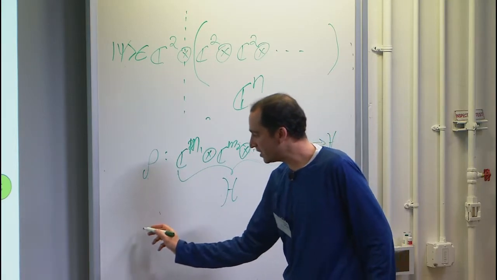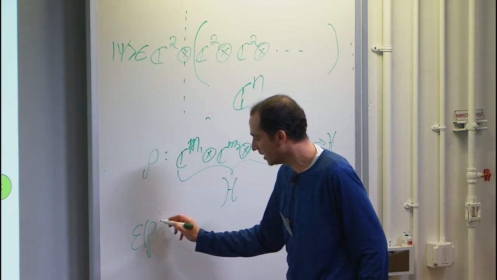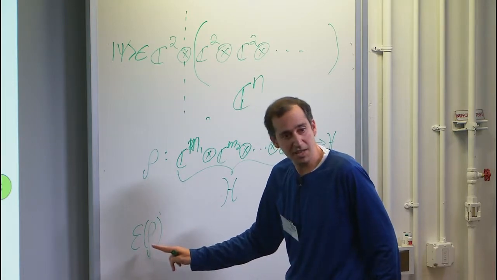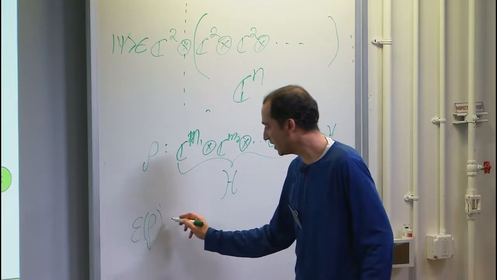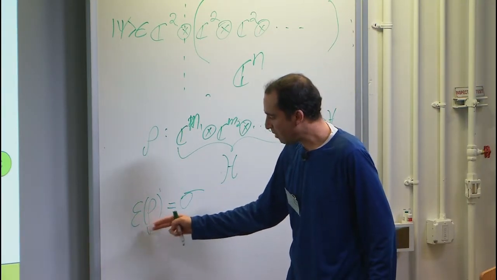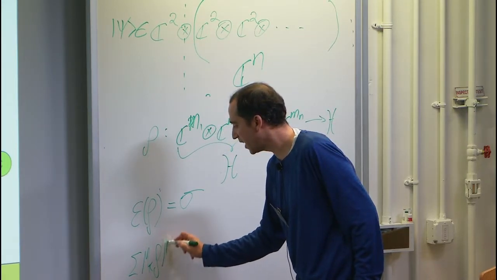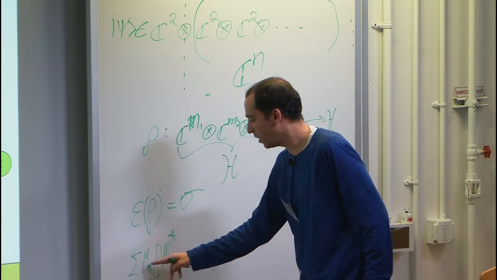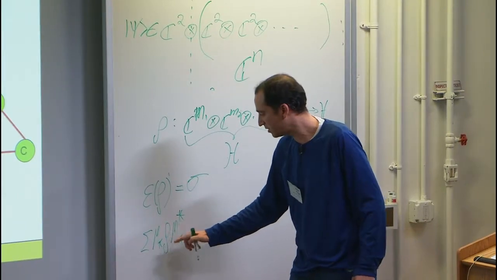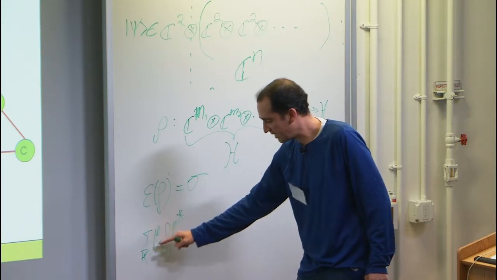So LOCC is a completely positive map acting on this, which we sometimes denote by this epsilon, applying this completely positive map to rho. I get another density matrix, let's call it sigma. Now, any completely positive map has a representation as a sum of M_k rho M_k star, where M is any complex matrix, and I sum over k. So any completely positive map has this structure.